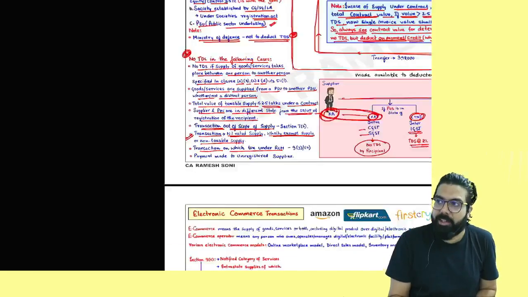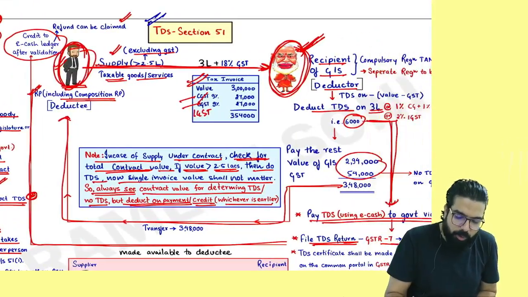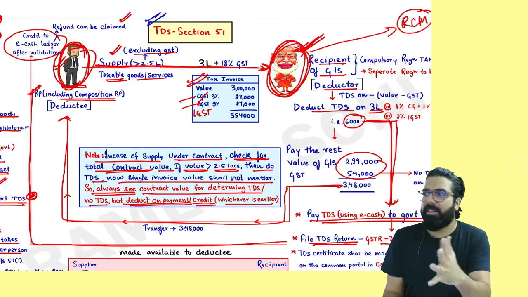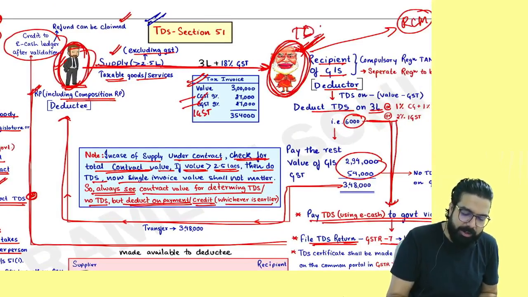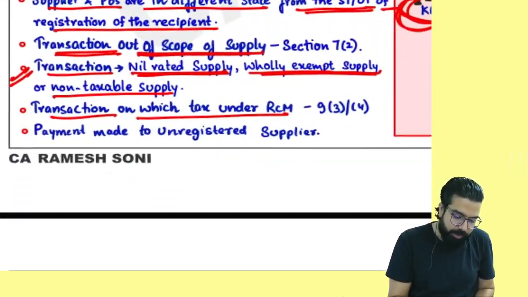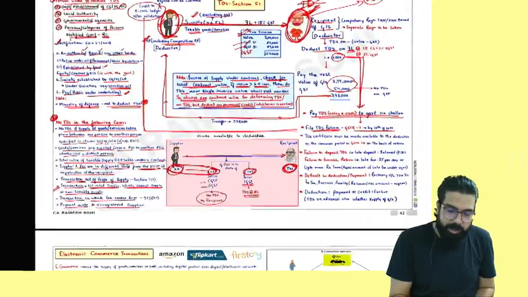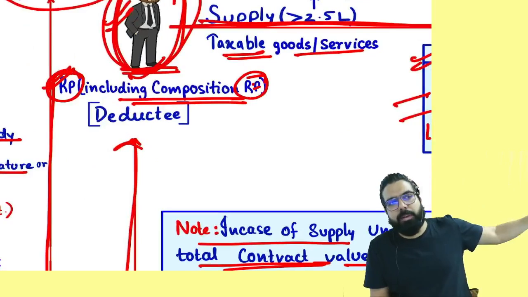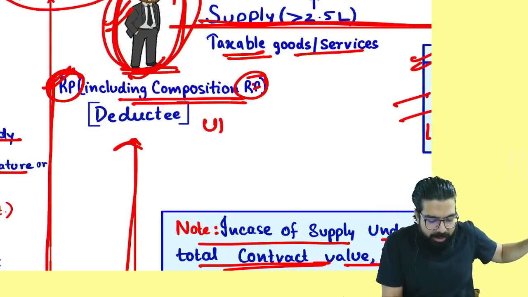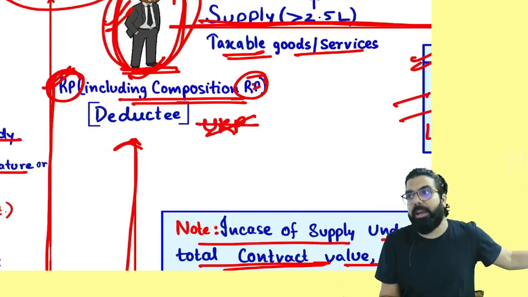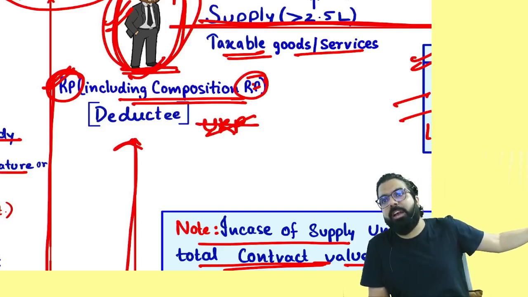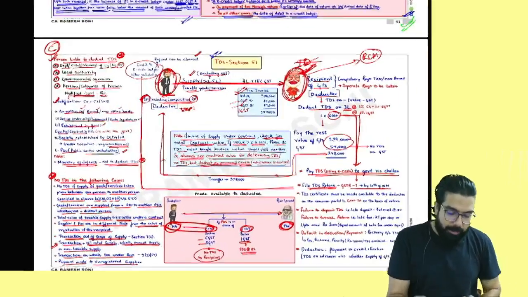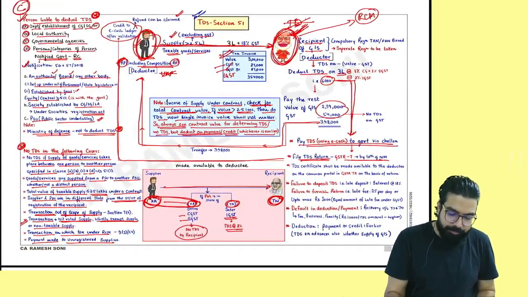Transaction on which tax is payable under RCM. One person supplied to the government department and the government department has to pay GST under RCM. Then in that scenario, they will not deduct any TDS. TDS is not required on payment made to an unregistered person. Remember one thing, only when a registered person, including a composition registered person, is supplying, TDS will be deducted. If you are an unregistered person, TDS will not be deducted, because if they deduct your TDS, how will you get the credit in your e-cash ledger? Are we all clear till here, everyone? Remember, very, very important. First point.